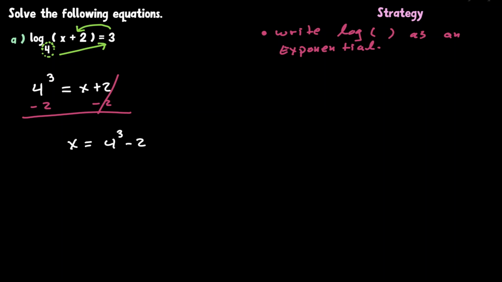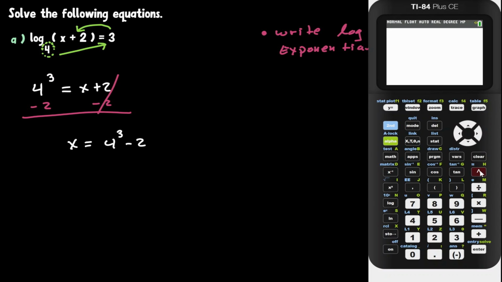And now we're going to get x by itself. Let's calculate that value. It is equivalent to 62.